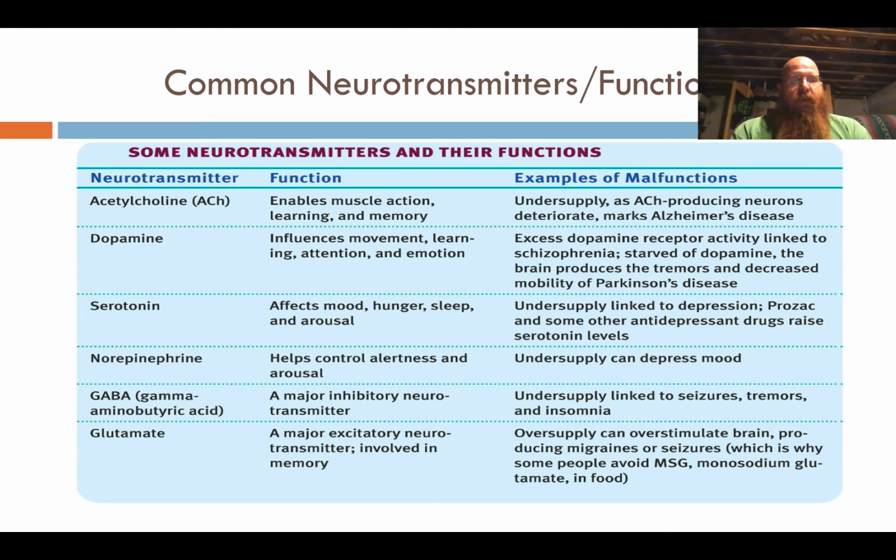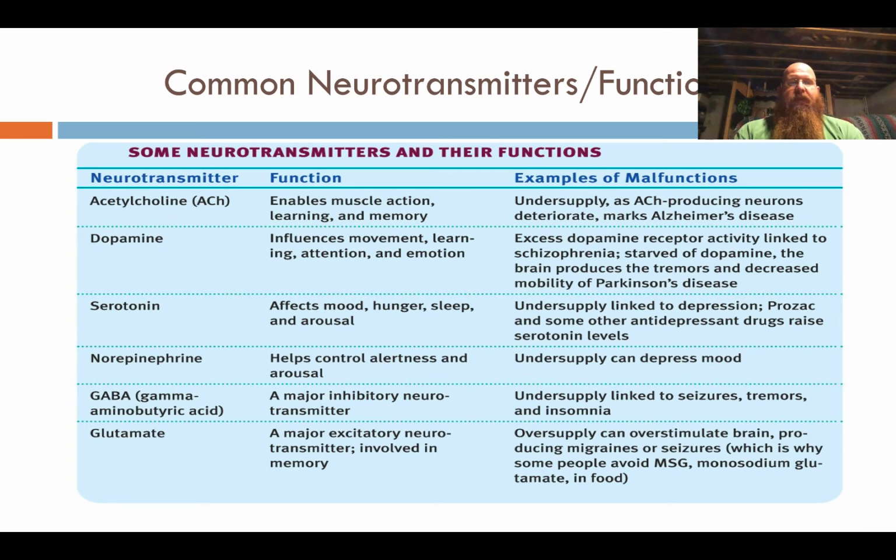So the first one I'm going to talk about is serotonin. This tends to affect mood, hunger, sleep, and arousal, how awake you are. If you have an undersupply, you have a tendency to be depressed, and that's how Prozac and other antidepressant drugs work, is that they raise serotonin levels. All right, it's almost like adding serotonin.